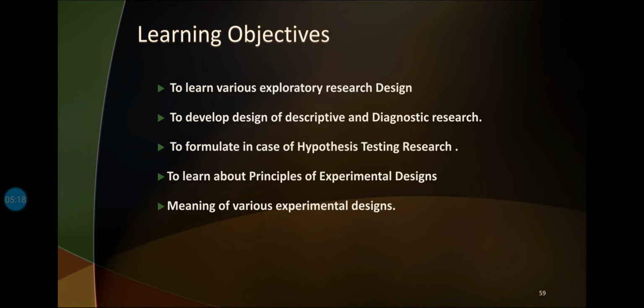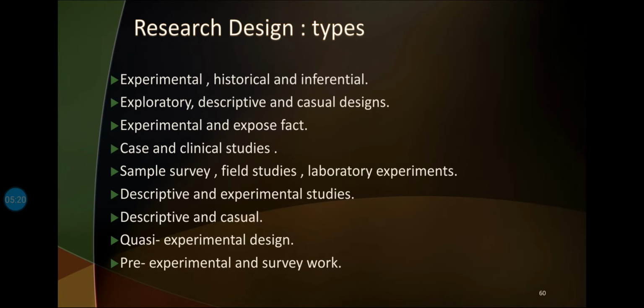We will discuss one by one. On the basis of research design type, research design can be classified as experimental, historical and inferential, exploratory, descriptive and casual, experimental and ex post facto, case and clinical studies, sample survey, field study, laboratory experiment, descriptive and experimental studies, descriptive and casual, quasi-experimental study, pre-experimental and survey work.